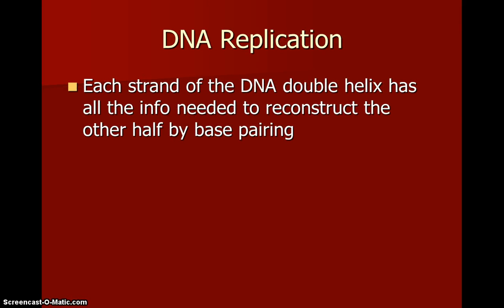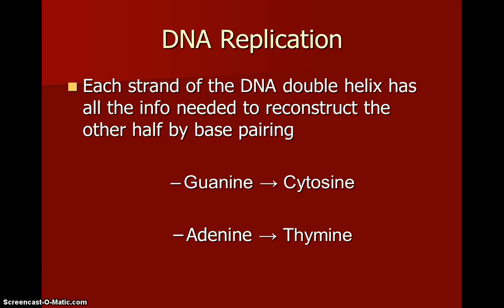So DNA replication. Each strand of DNA is a double helix and has all the info needed to reconstruct the other half by base pairing. Guanine goes with cytosine, adenine goes with thymine. And it's always this way. C goes with G, G goes with C, A goes with T, T goes with A for DNA replication.